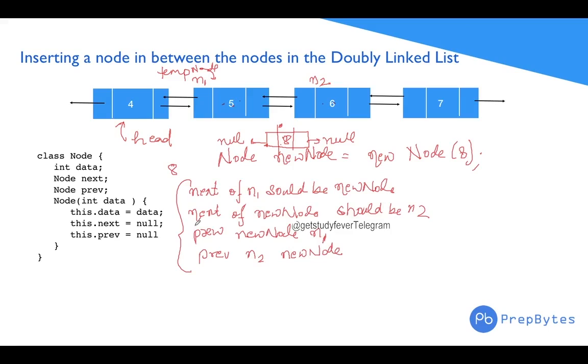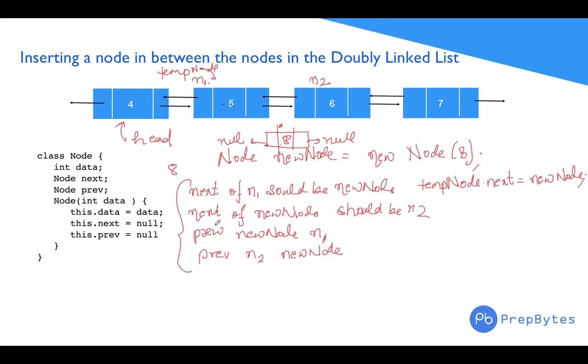We have written it down. Let's see how we write code for this. How can we implement this particular line? Right now our N1 is pointed to by temp node. We simply do temp node dot next equals new node.